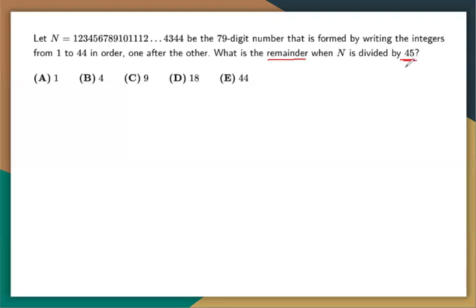So we will find two numbers that are relatively prime and whose product is 45. I can take 5 and 9. Because when you have two numbers that are relatively prime, if the number n is divisible by 5 and 9, then n should be divisible by the LCM of 5 and 9, which is 45 as well. So that is what we are going to use.